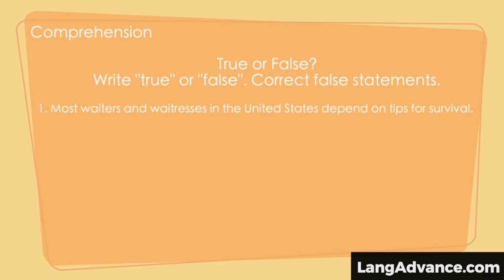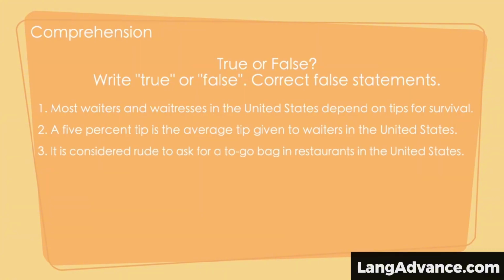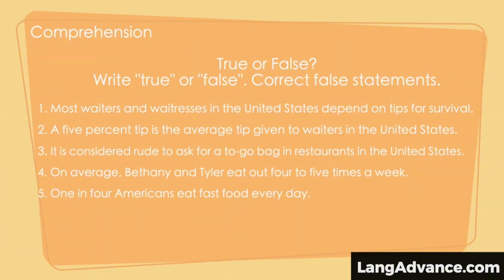Number 1. Most waiters and waitresses in the United States depend on tips for survival. Number 2. A 5% tip is the average tip given to waiters in the United States. Number 3. It is considered rude to ask for a to-go bag in restaurants in the United States. Number 4. On average, Bethany and Tyler eat out 4 to 5 times a week. Number 5. 1 in 4 Americans eat fast food every day.